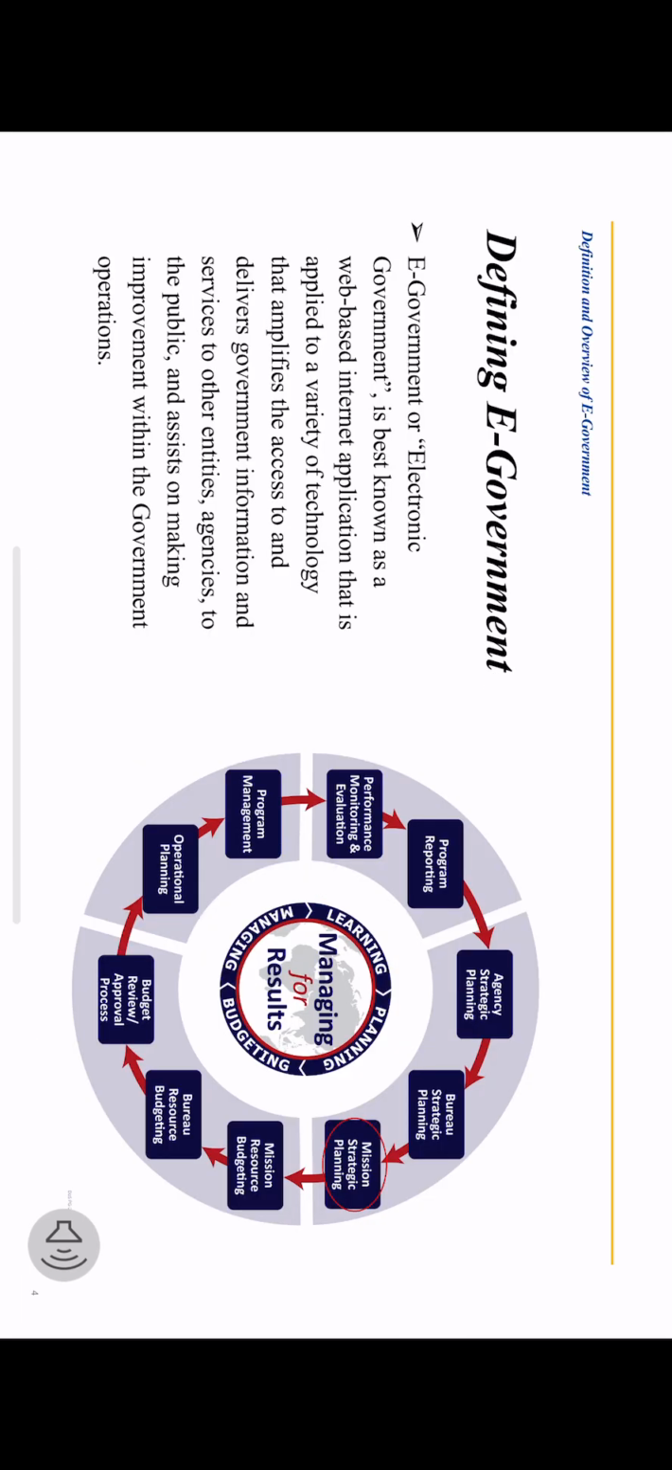Defining e-government. E-government, or electronic government, is best known as a web-based internet application that is applied to a variety of technology that amplifies the access to and delivers government information and services to other entities, agencies, and the public, and assists in making improvements within government operations. To your right, you will notice a diagram. This provides a fair outline of what the government uses to observe and create plans within technology.